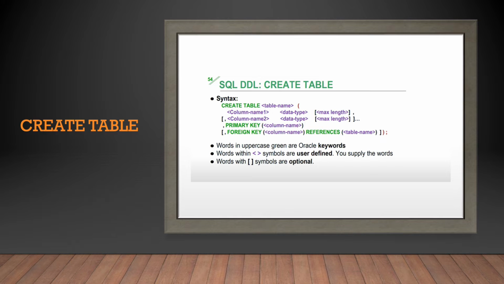Then you should write the primary key of the table in primary key, column name, then the foreign key and the name of the foreign key, from which it is referenced. Then the referenced table name should be written at the end.